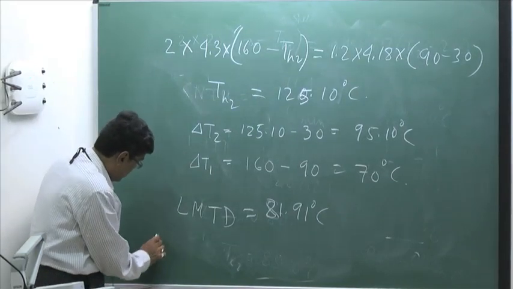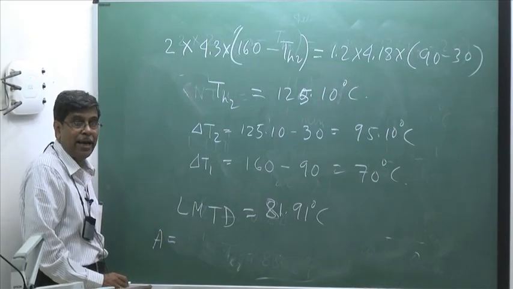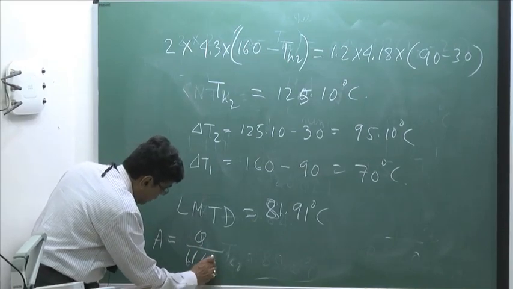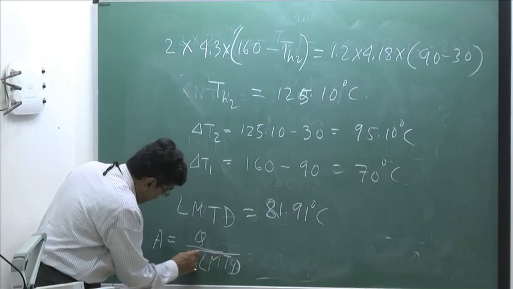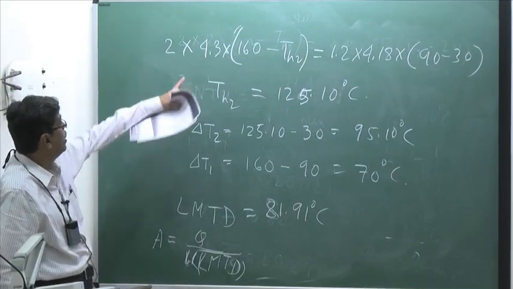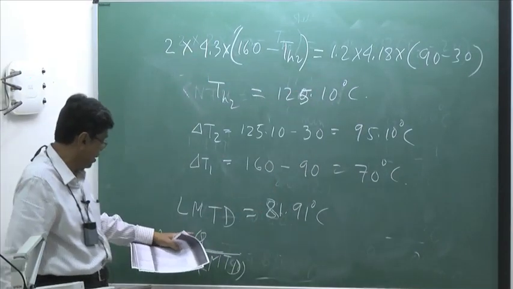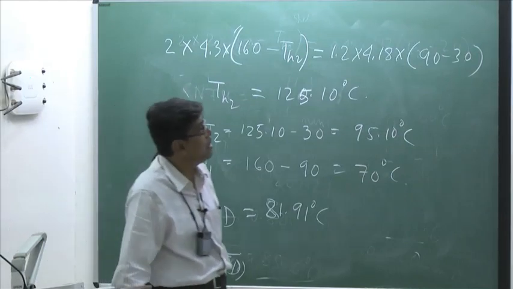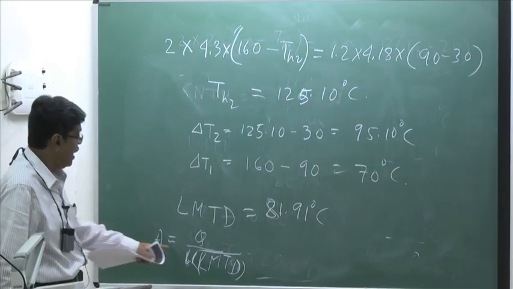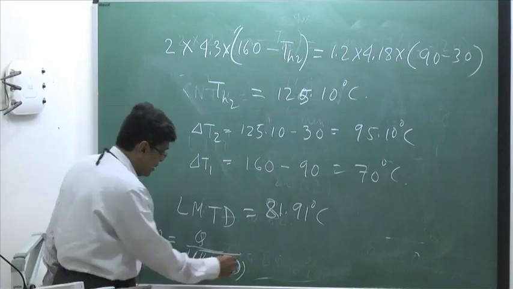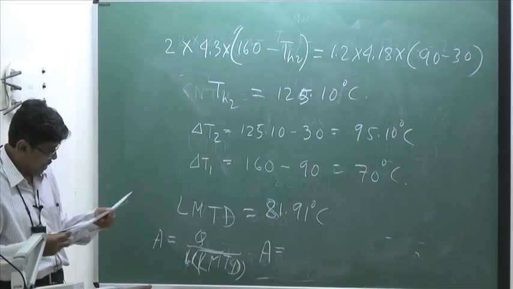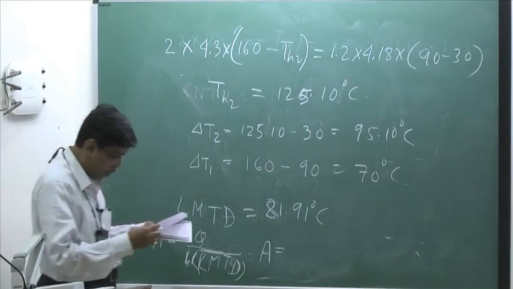Then A is Q by U LMTD, with U LMTD in the denominator. So Q is this one, either this one or this one you put. U is given, 600 watt per meter square degree Celsius, and LMTD is 81.91 degrees Celsius, which gives A as 6.12 meter square.